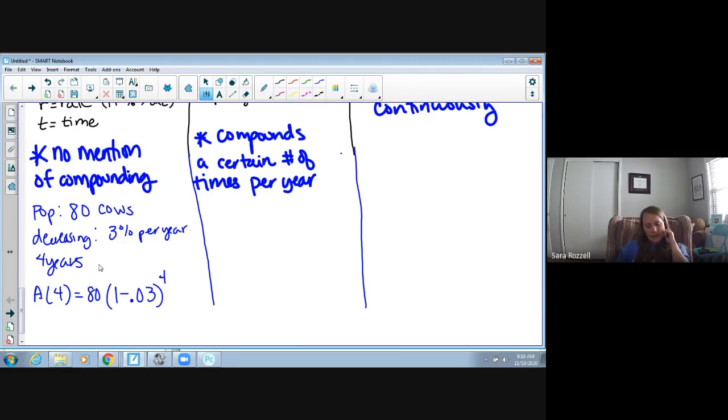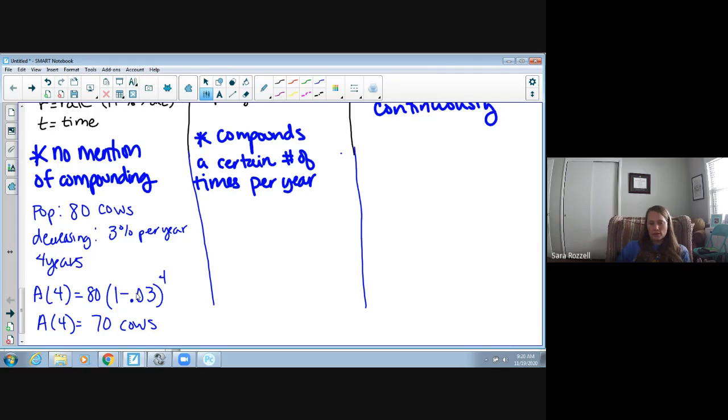So if we type that in, how many cows will be remaining after 4 years? We're going to have 70 cows left. It says 70.8 when you type it into the calculator, but can you have 0.8 cows? No, when you're talking about things that are living like that, we always round down. We're not going to have 0.8 cows. All right.